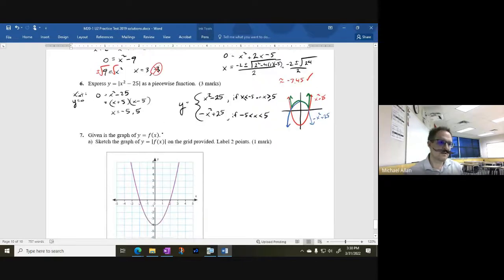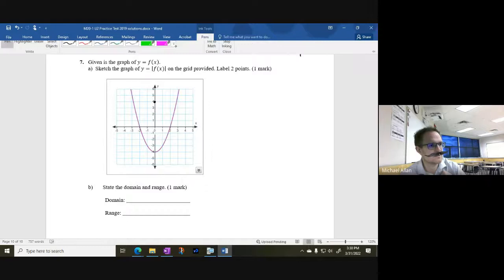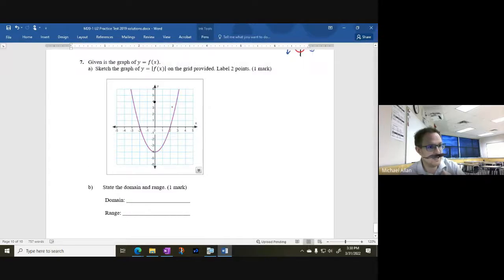Cool. This one here says sketch what it looks like and label some points here. So when I do the absolute value, I'm just doing the absolute value of just the y value. So this part of the graph stays the same. This part of the graph stays the same. And all the other points flip up. Like this one here is -3. That's -3. So now they're +3. This one here is -4. So now it's +4. And then I can just draw my parabola to match.